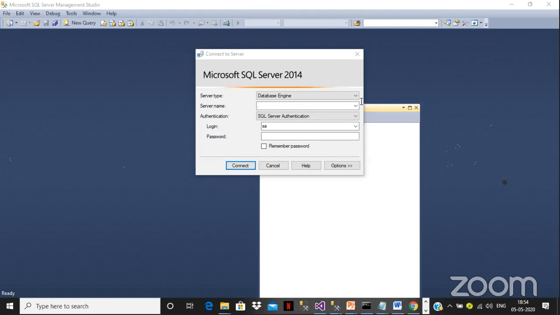So what about server type options? Yeah, we'll discuss. Can we use MySQL server? SQL Server is separate, MySQL is separate. I have Oracle 11G and SQL Plus.